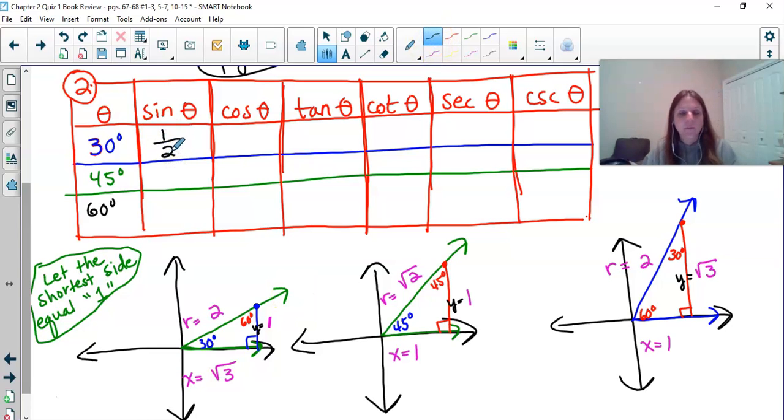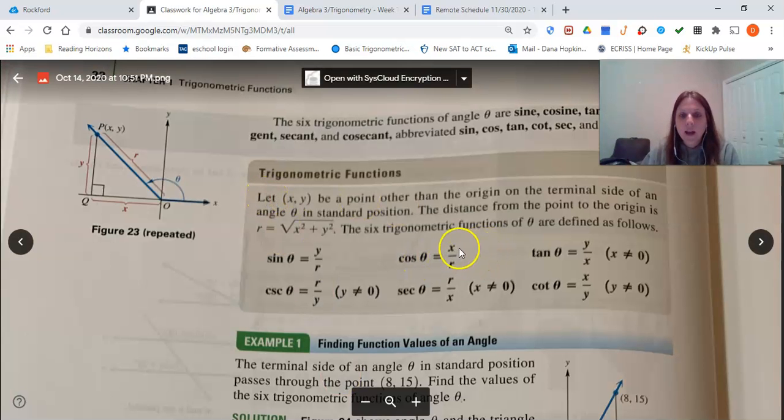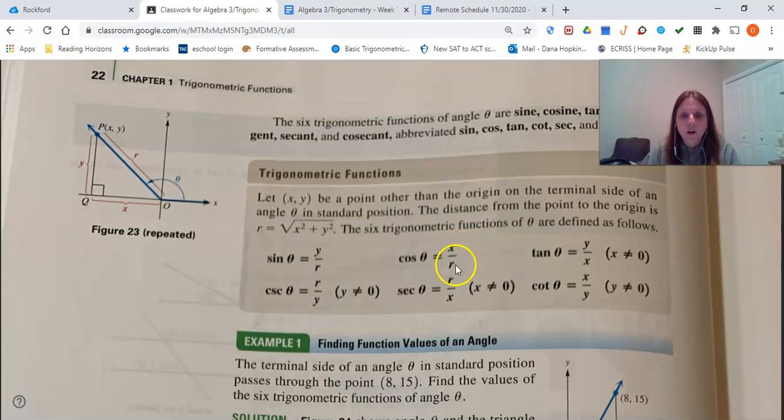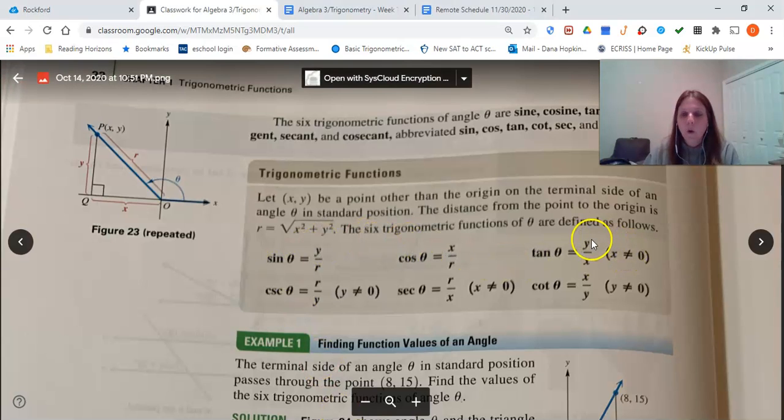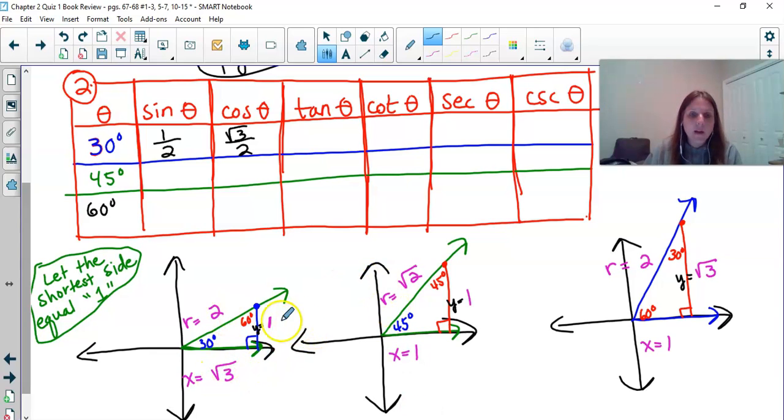Reduce if possible. The cosine. The cosine of the angle is x over r. So that would be square root of 3 over 2. Let's look for tangent. The tangent would be y over x. So that would be 1 over square root of 3.